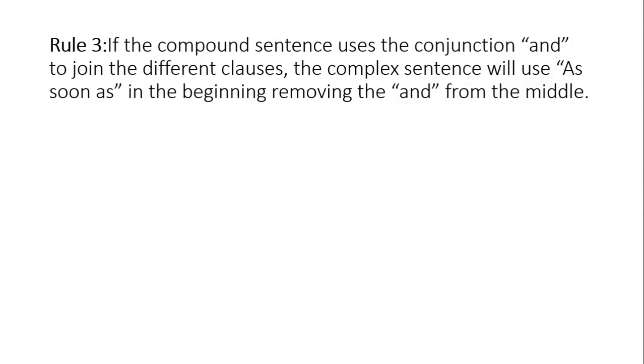So here is rule number 3. If the compound sentence uses the conjunction and to join the different clauses, the complex sentence will use as soon as in the beginning, removing and from the middle. So what is the rule? The rule is if the compound sentence uses the conjunction and, then we have to use as soon as at the beginning, removing and from the middle.